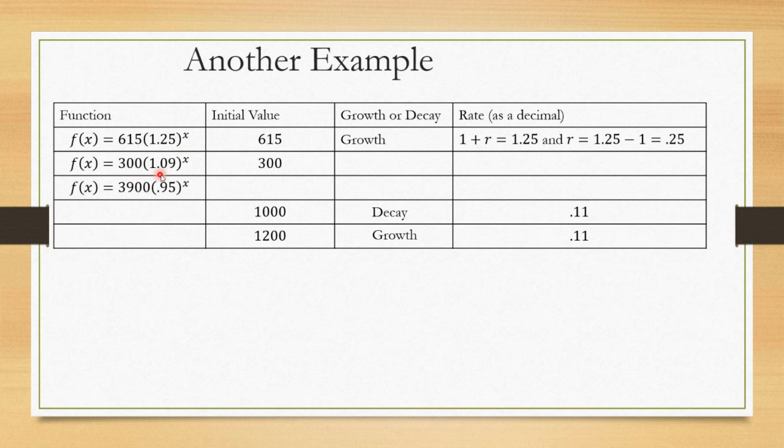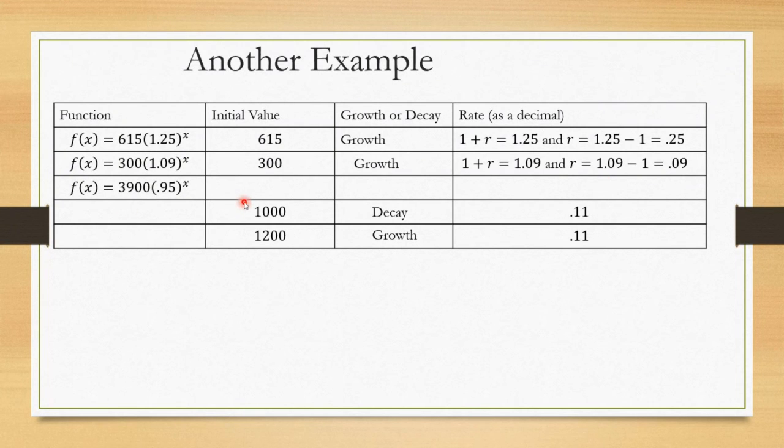For this, just like the top row, and just like before, our initial value is 300, okay? As you can see from here. I mean, you could replace X by 0, but it should be easy to see the initial value is here. That's the number in front. Here, we have growth or decay, right? Well, in this case, we're going to have growth. And why is that? Because the base here, 1.09, is bigger than 1. And just like the one above it, we can get R as so. We subtract, basically. And we get 0.09.